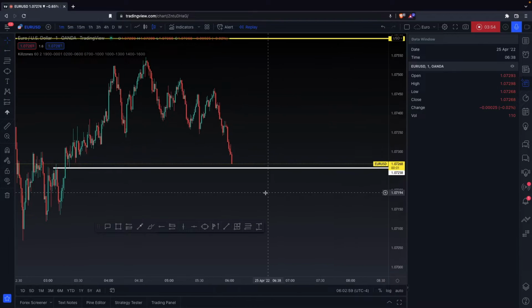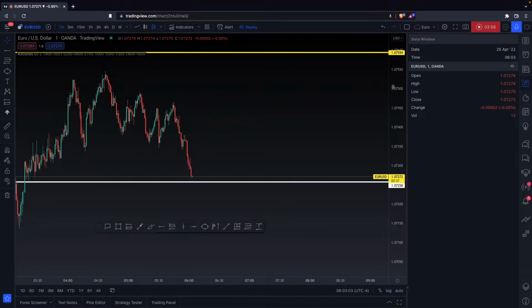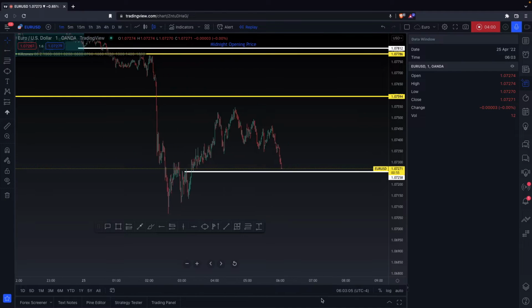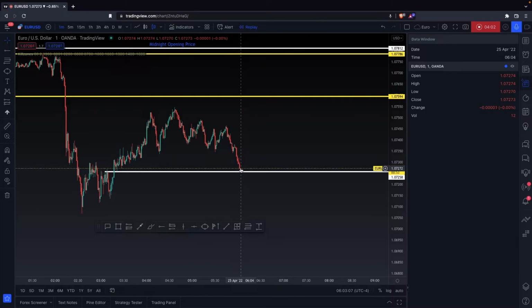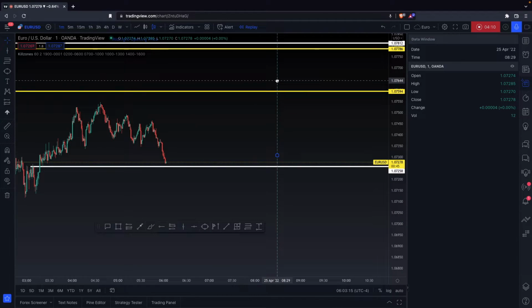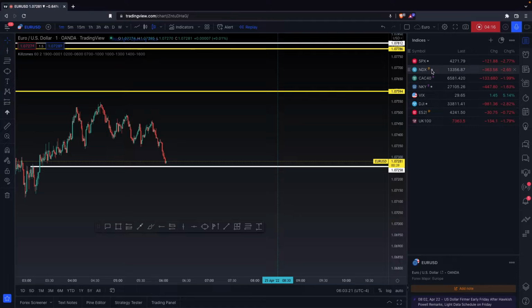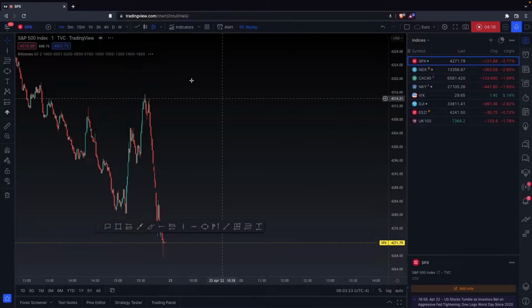Obviously, we don't have to bounce from this. We could just continue lower without ever going back above the midnight opening price. And if that's the case, if we don't get to above the midnight opening price by 8:30, then I start caring about the 8:30 price. So that's EURUSD. We want to look at some indices very quickly going into a new week.